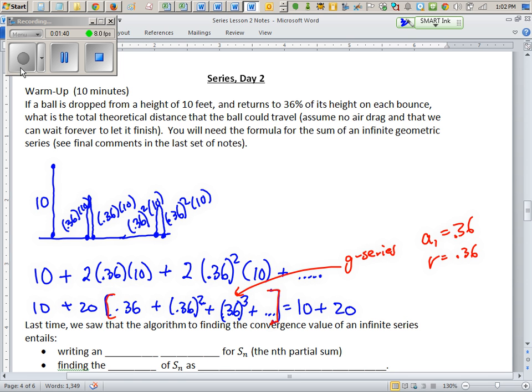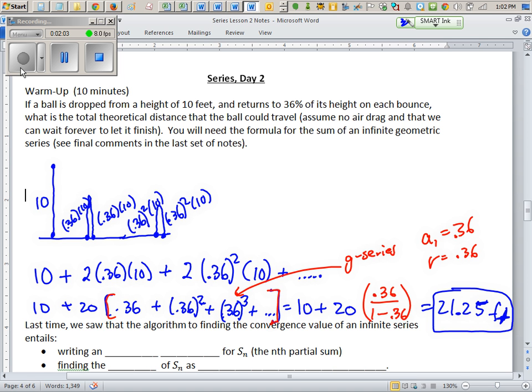So anyway, you have a 20 on the outside, and then that series will go to A1 over 1 minus R. And if you type this into your calculator, you get 21.25. 21.25 what? Feet. What does it mean? That's the total distance. This is the distance the ball travels. You'd actually have to wait for eternity for it to actually happen.